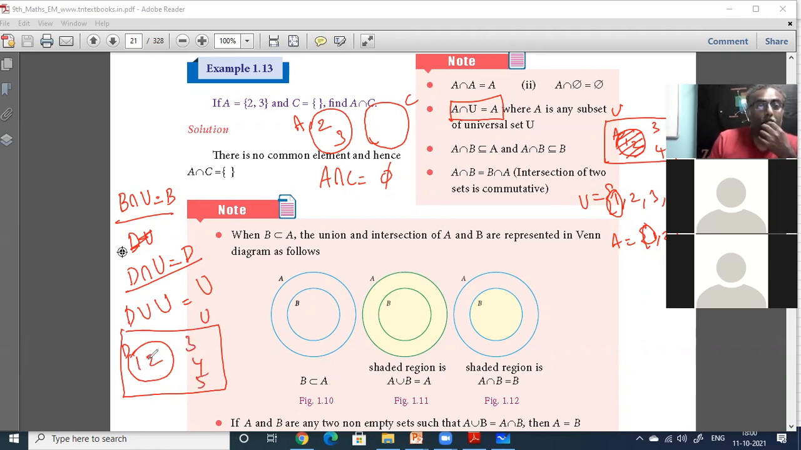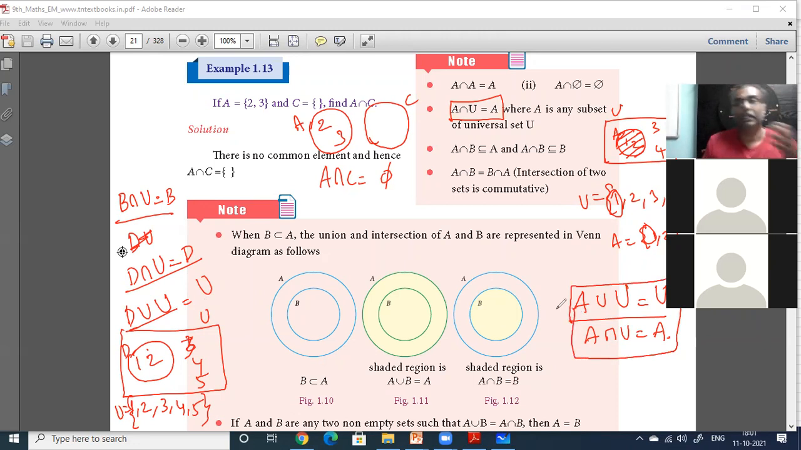Now, what is the definition of A union B? An element is either in A or in the other set. So what are in A? 1 and 2. Or in the union set, 3, 4, 5. But this is the union set. So D union, or A union the union set, is equal to the union set. A intersection the union set, however, is equal to the A set. That is the difference. A union will be the union set. A intersection union will only be the A set.